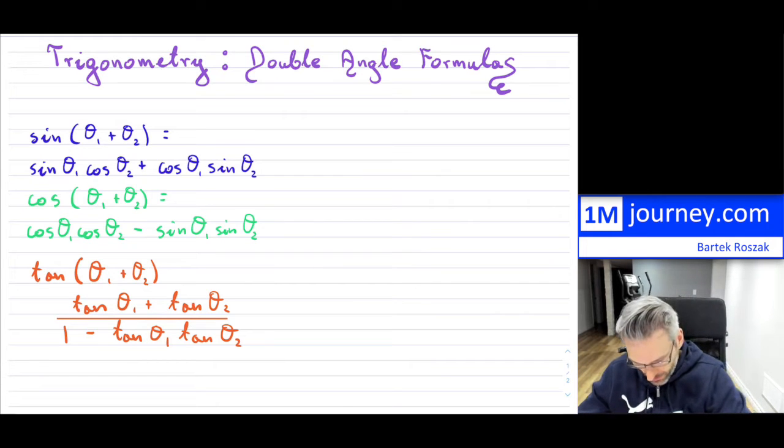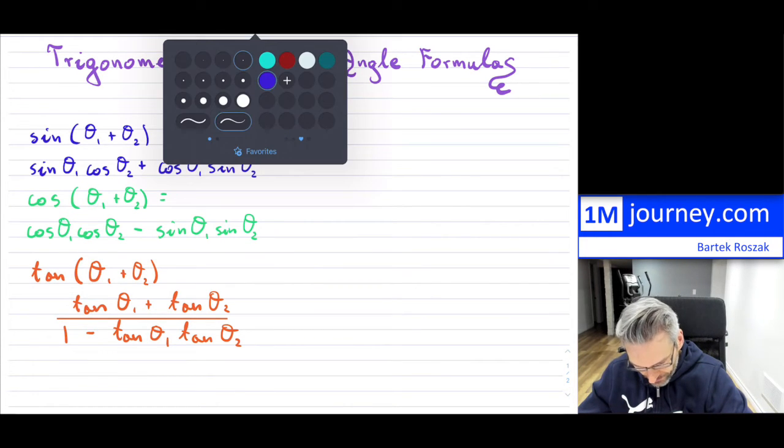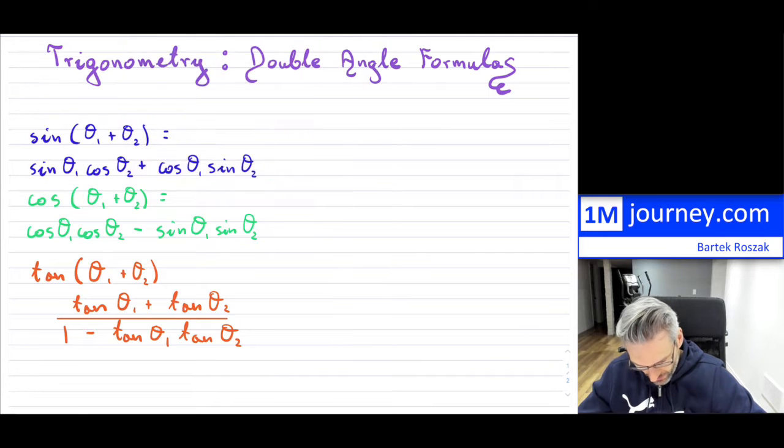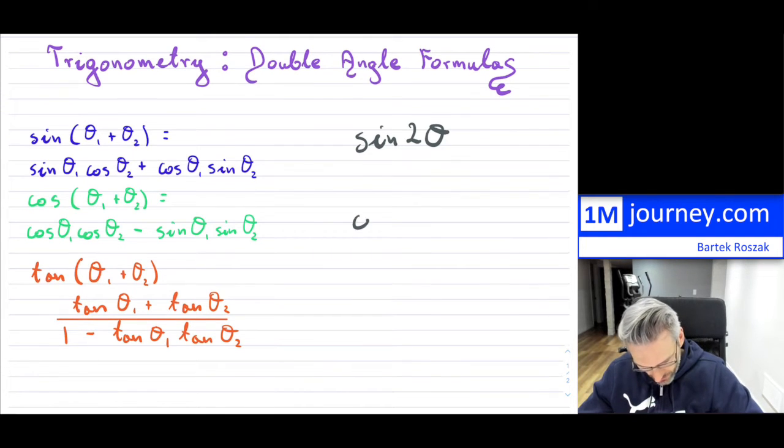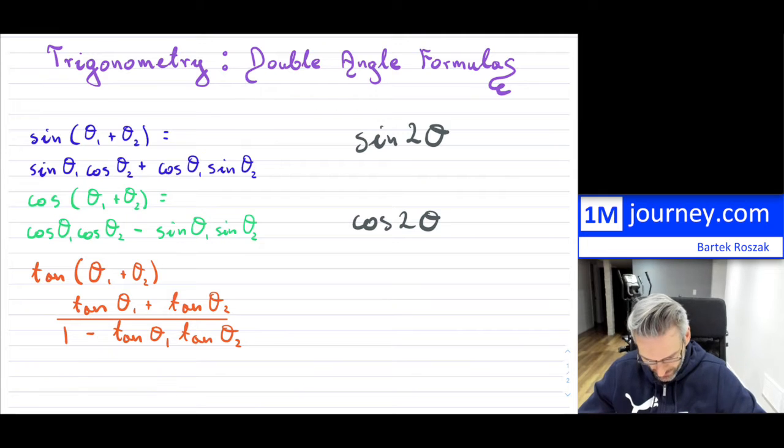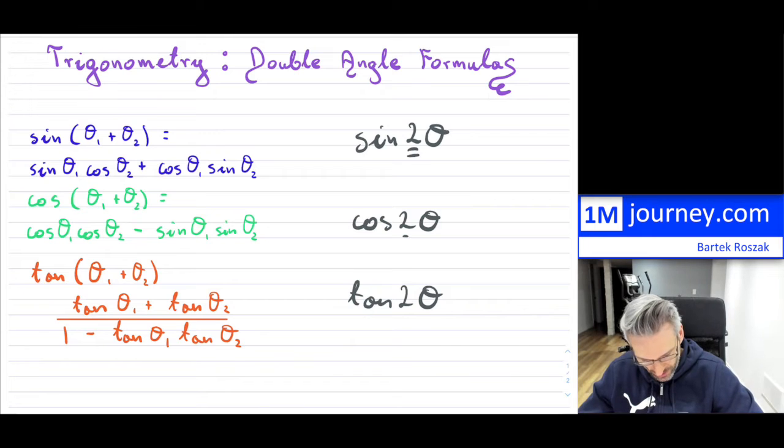It is basically the utilization of these types of angles. So where you have, let's say, sine of 2 theta, right? So this is the double angle. Or you have cosine 2 theta. Or you have tan of 2 theta. So that is the double angle.